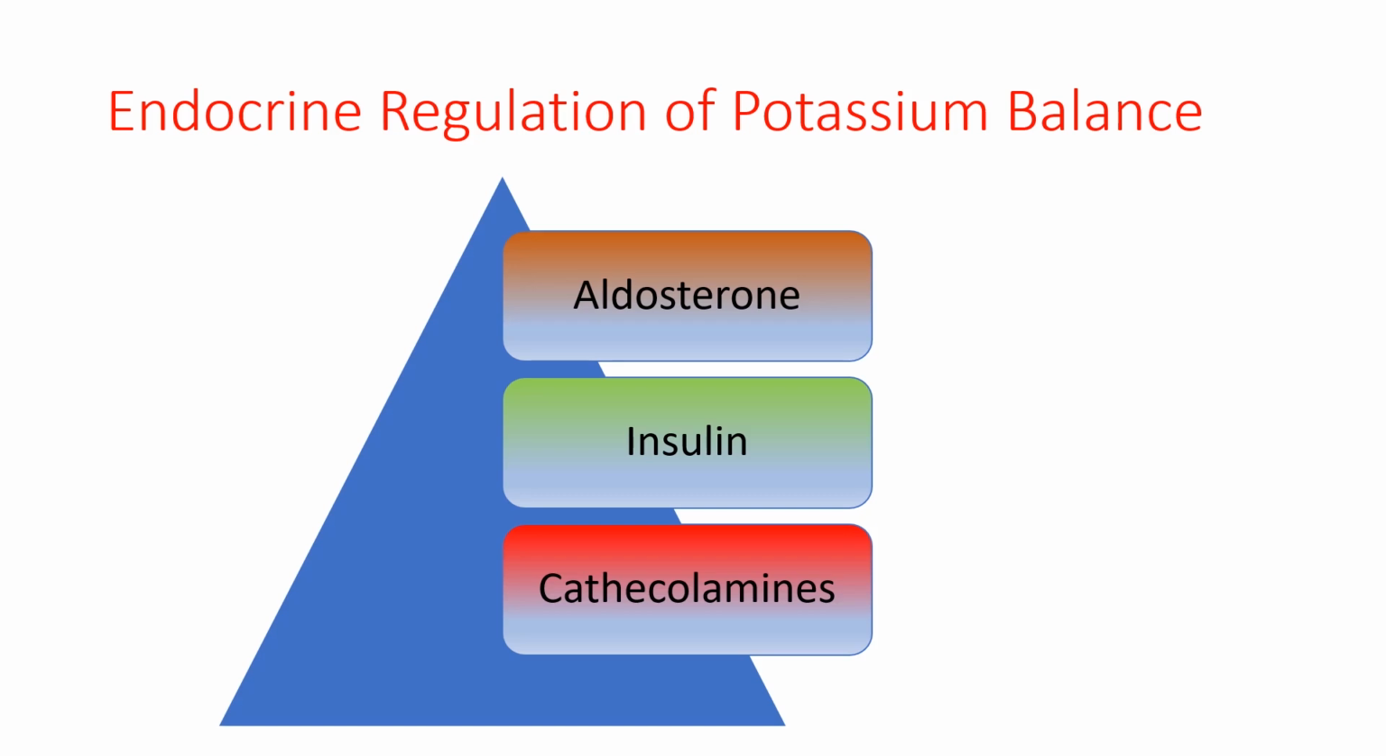So, the three major hormones tend to favor the reduction in the level of potassium in circulation, and these characteristics have been deployed in the management of patients with hyperkalemia, especially the use of insulin therapy.